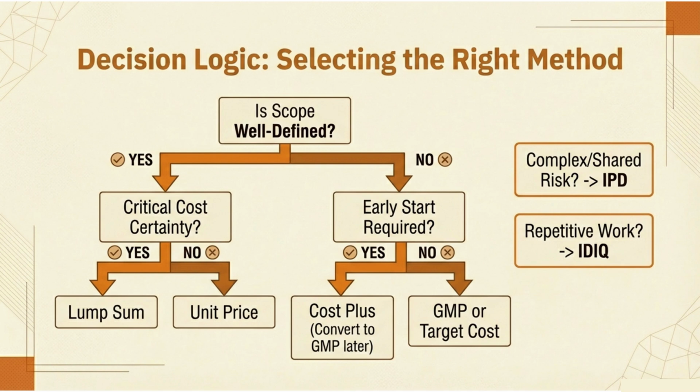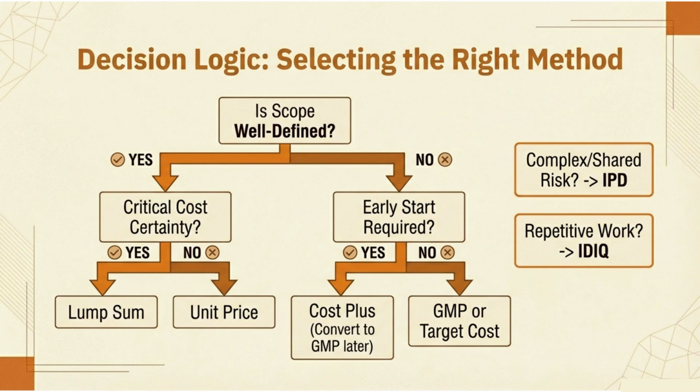Upgrade. All right, decision time. Let's walk through the logic tree for selecting your payment method. Start. Is scope well defined? Yes. Move to critical cost certainty? No. Move to early start required? If yes to critical cost certainty, yes. Lump sum, lock it in.